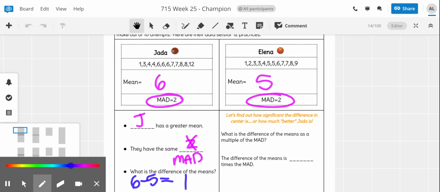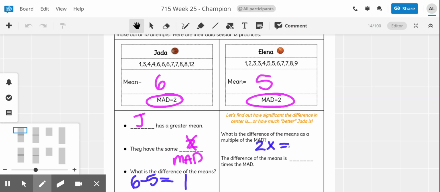So let's figure out how significant that difference in center is, or how much better Jada is. Her mean is higher, so let's figure out by how much. What is the difference of the means as a multiple of the MAD? So meaning, their MADs are 2. What can I multiply the MAD by to give us the difference of the means, which is 1?